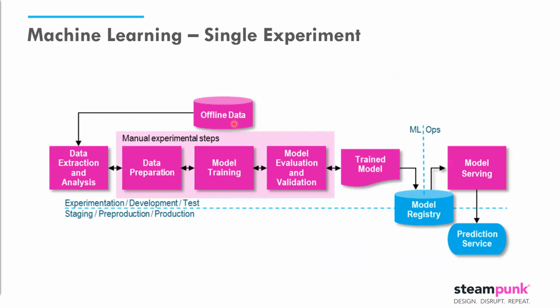So this is a diagram of a single machine learning experiment that a data scientist might run. There is a data store that they can extract and analyze the data from. They can prepare that data manually, like cleaning it, dropping null data, things like that. Then they train the machine learning model, evaluate and validate that model against, like I said, the test data. And if they're satisfied, they can take that trained model, save it into a model registry, and then serve that model in a prediction service to generate new predictions.